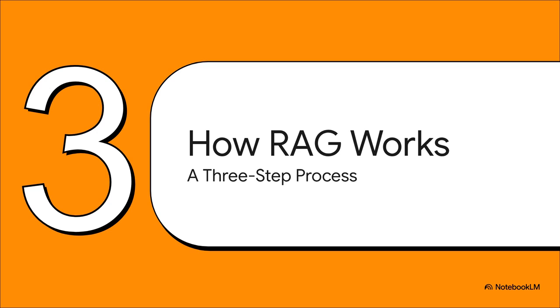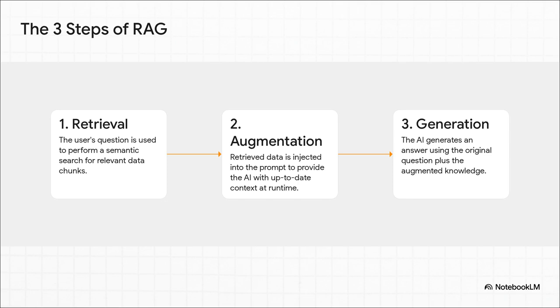Okay, so we know the ingredients, but how does it all come together in the real world when you actually ask a question? It turns out it's a surprisingly simple and elegant three-step dance. So it all kicks off with retrieval. Your question gets turned into one of those numerical vectors, and the system zips through the database to find the chunks of your documents that have the closest meaning.